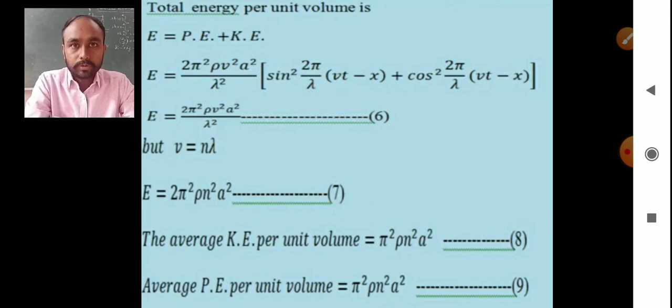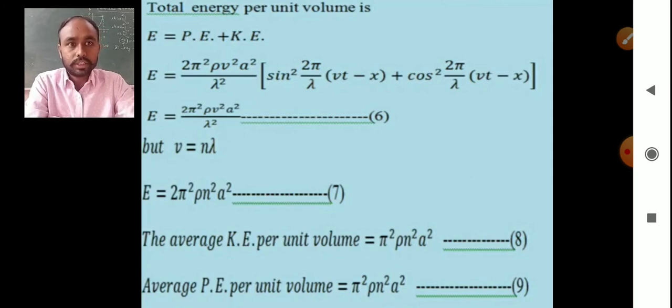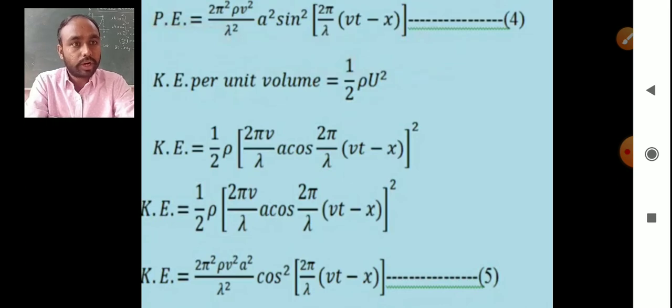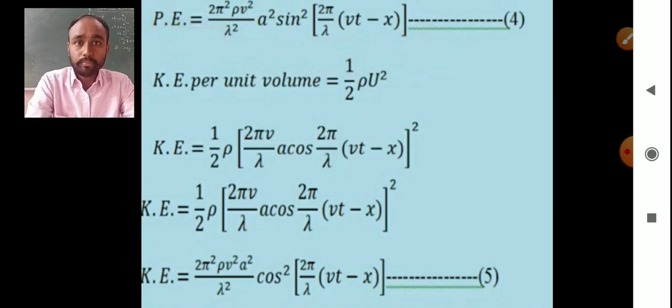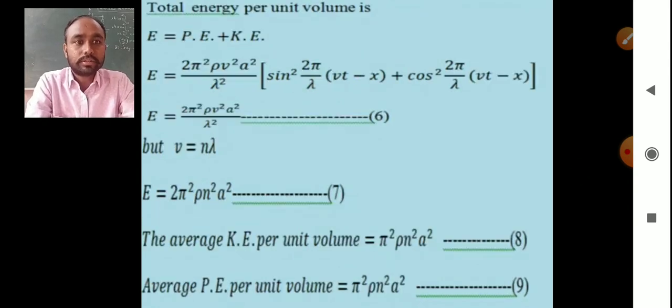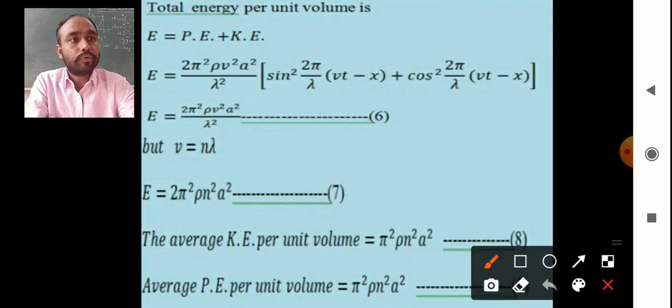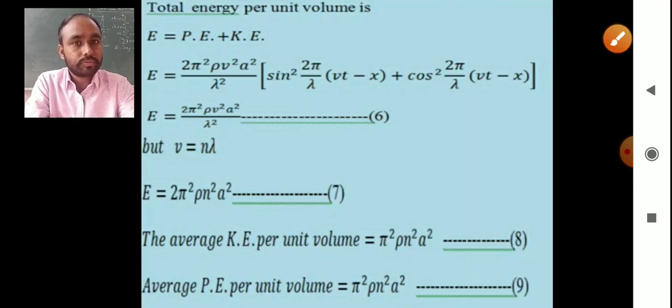Okay. Now, this is the total energy we got, but let us talk about the average kinetic energy and average potential energy. Equations 4 and 5 are the potential energy and kinetic energy per unit volume, but what about the average kinetic energy and the average potential energy? So simply to find them, we take the average of this equation.